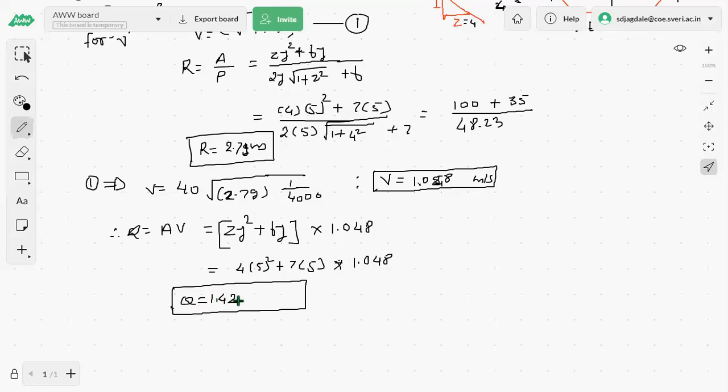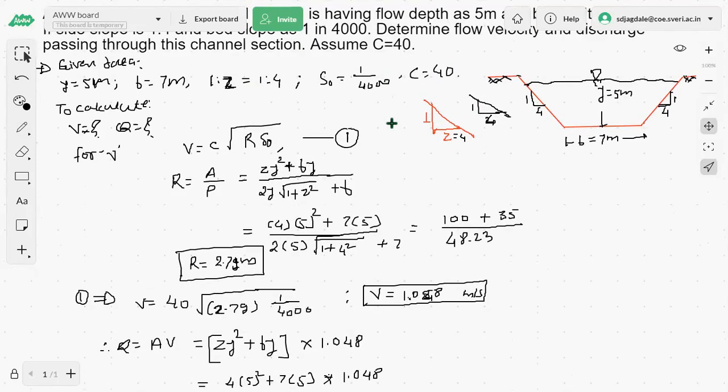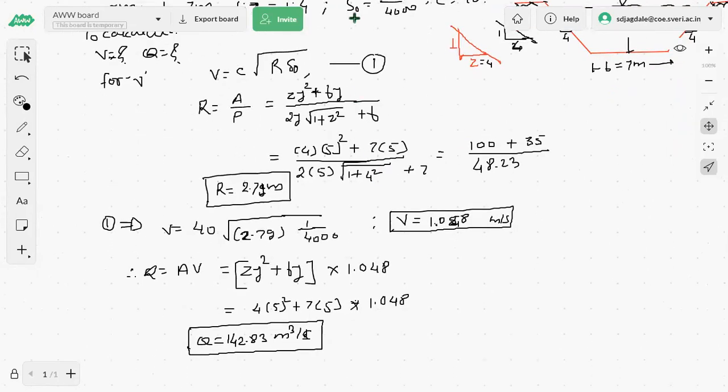142.84 meter cube per second. 142.83 meter cube per second. This is the discharge, we can say. So for these given conditions of the channel, the velocity is 1.048 and discharge is 142.83 meter cube per second. Okay, is it okay with you? Yes, sir.